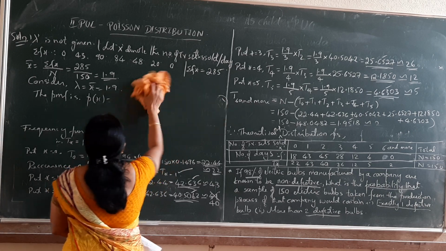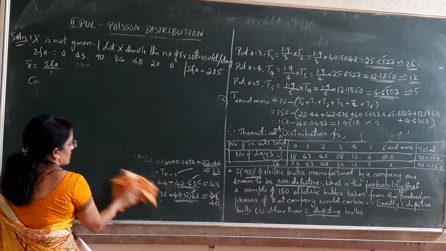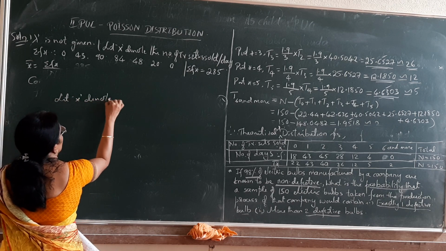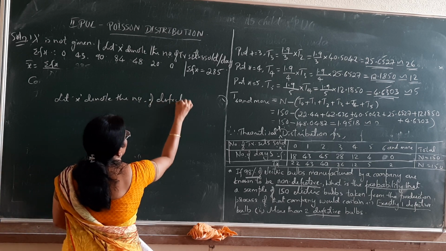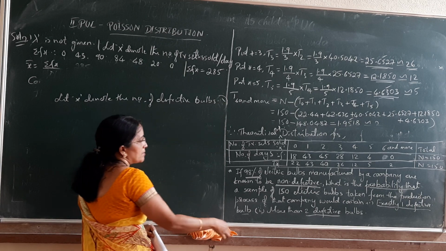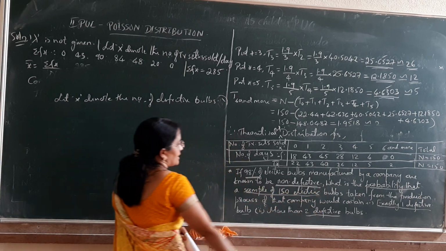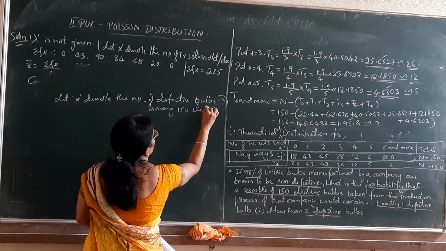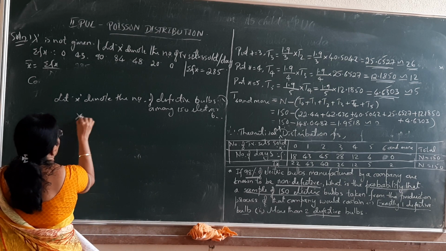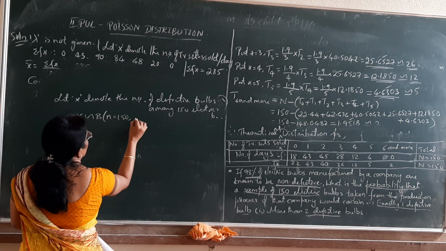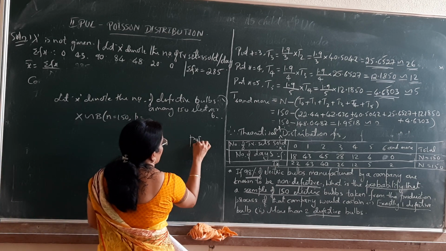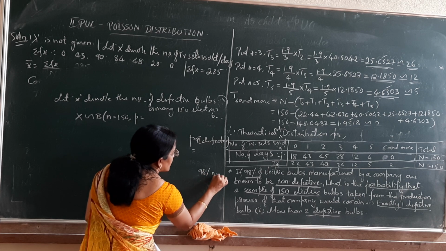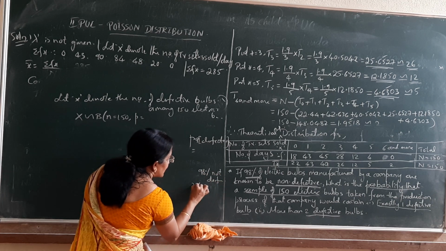So here I am going to give a hint to solve this problem. Solve it yourself, but I am going to give a hint. Let x denote the number of defective bulbs, right? Among how many bulbs? It is given a sample of 150 electric bulbs. So among 150 electric bulbs, x follows binomial with n equal to 150, p equal to probability of an item is defective. Is it 98%? No, 98% are not defective. That is 2% are defective.